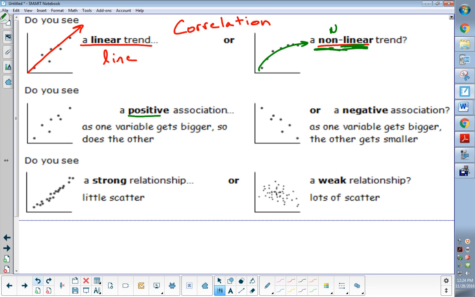You can have a positive association, like the more hours you spend studying, the better your grade is going to be. As one thing goes up, so does the other. Your graph is going upwards. Okay? Or you could have a negative correlation. If things are related negatively, like the time you spend at the mall and the money you have. The longer you spend at the mall, the less money you have. It has a negative correlation. Your graph is going downward. You have a negative slope to your line.